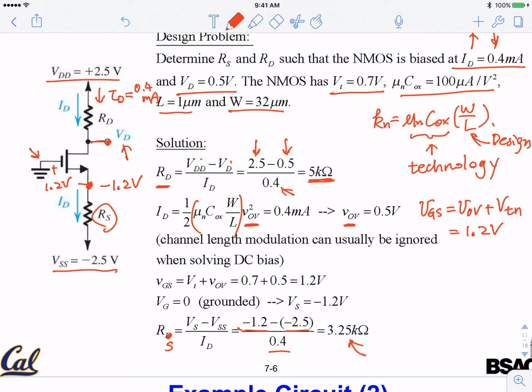Yes? In a real transistor, is the current going into the drain actually the current going out of the source? Yes, all the current going into the drain has to come out from the source. There's no other terminal that usually conducts current. Even the body, we normally don't take current out from the body.